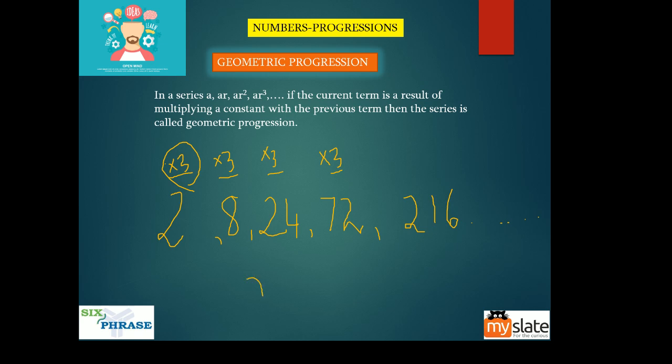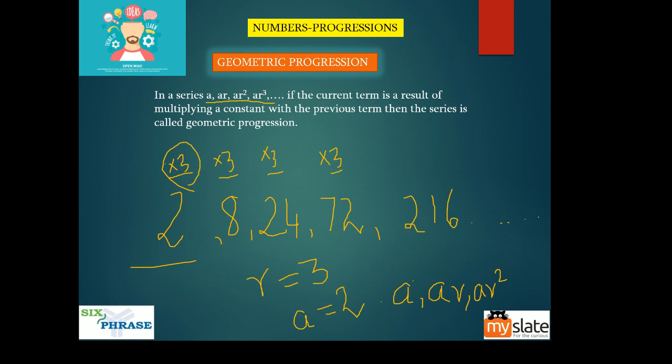Here we call the constant term r. So in this example, r is 3. A is the same thing, the first term, so a is 2. Because we are multiplying, the first term is a, which is 2. How do we get 8? Into 3, right? So the next term becomes a into r. How do we get the next term? It becomes a into r square, because each time I am multiplying by 3, which is r. So each time you are multiplying with r. That is why the series is a, ar, ar square, ar cube.